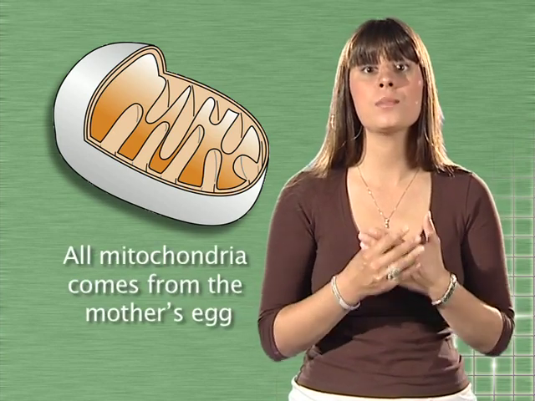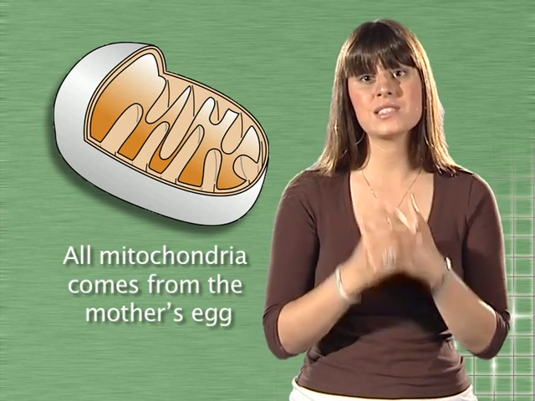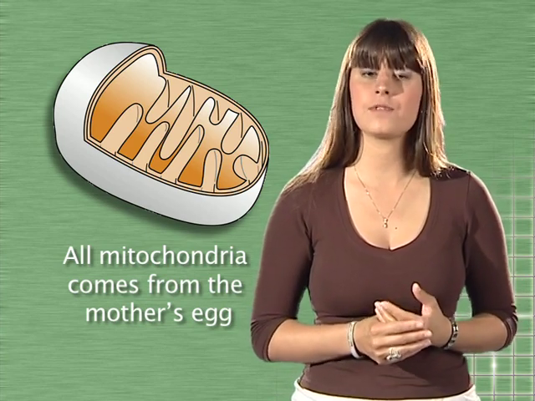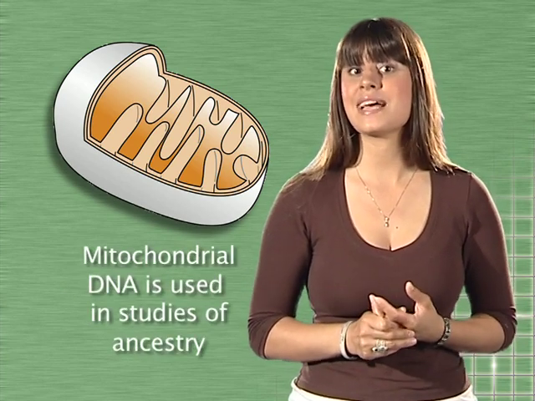They have their own DNA, naked and circular, like bacterial DNA, and divide each time the cell divides. All your mitochondria came from your mother, as the egg contains mitochondria. The mitochondria in sperm do not pass into the egg at fertilization. Mitochondrial DNA is used in studies of ancestry.